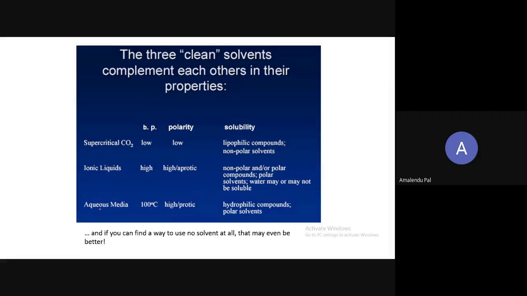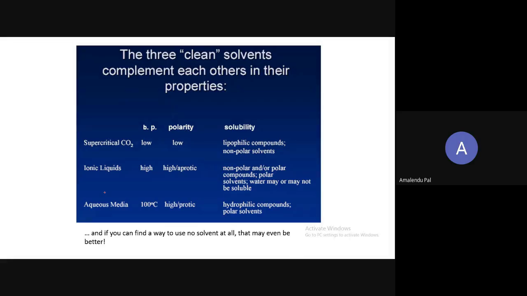These are the solvents we are working on in our research field. I am telling you, only the green solvent ionic liquid we are working on. And now another thing is aqueous media, that is water. Boiling point is 100. Polarity is very high, 78, protic also, a hydrophilic, polar solvent. These are the three green solvents, and these three solvents are sufficient.